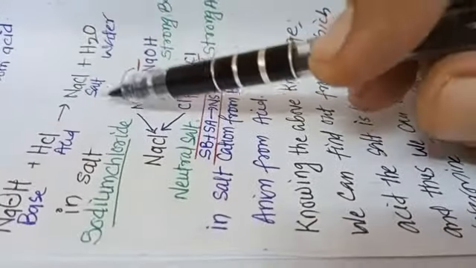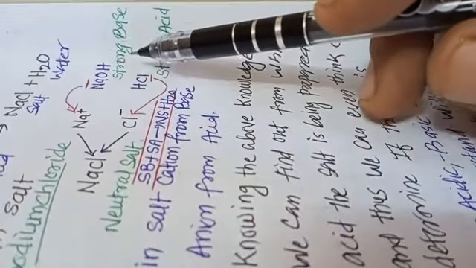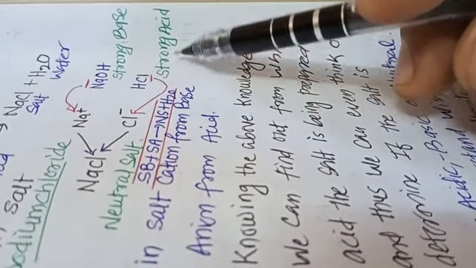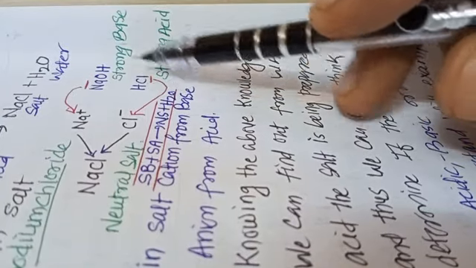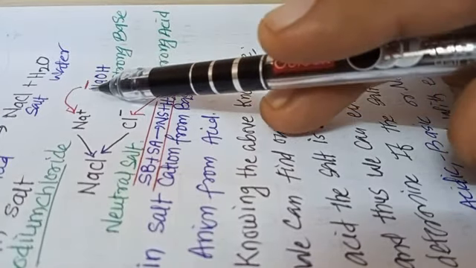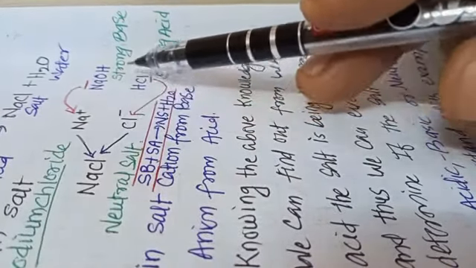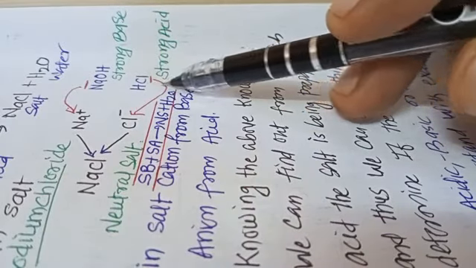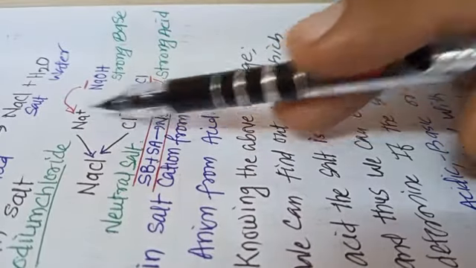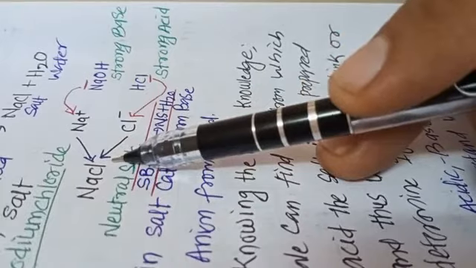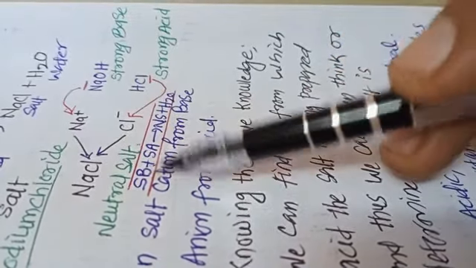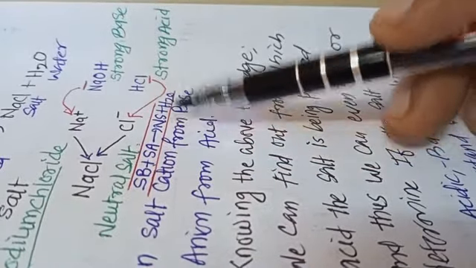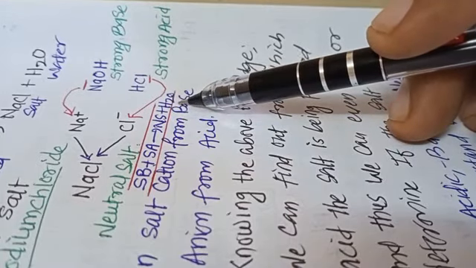Hello dear students, in the last period we have studied that if we have a strong base NaOH and a strong acid HCl, from the base the positive ion or cation comes, and from the acid the negative ion or anion comes, and then the salt is formed. The salt formed by the strong base and strong acid is the neutral salt, and water is also produced.